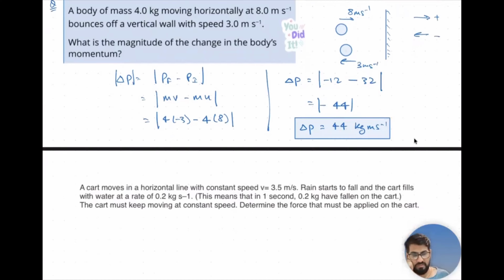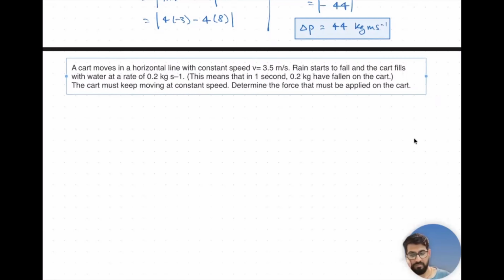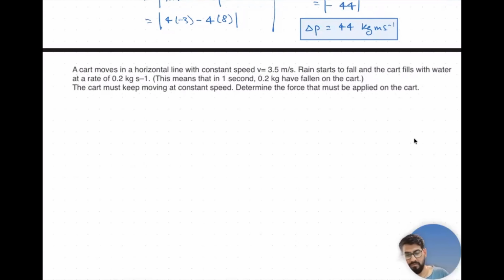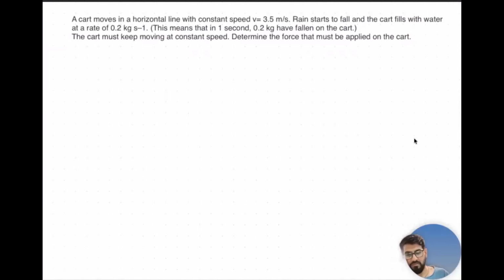Okay, now this question, read it carefully, try to apply what we have done above, give it a try.